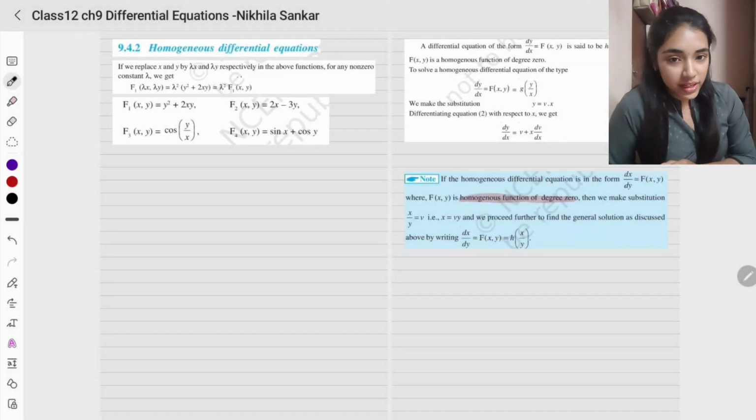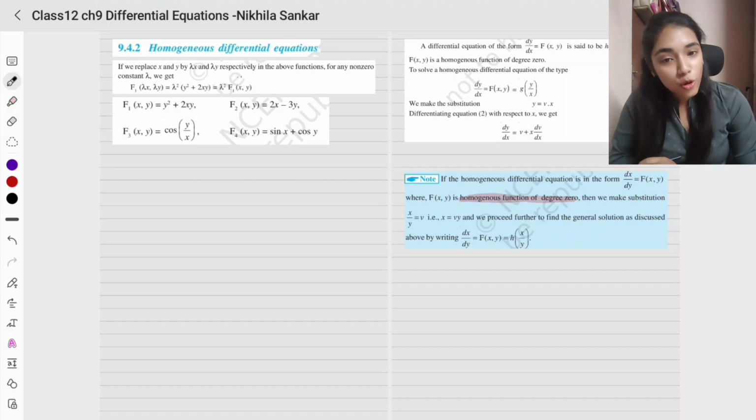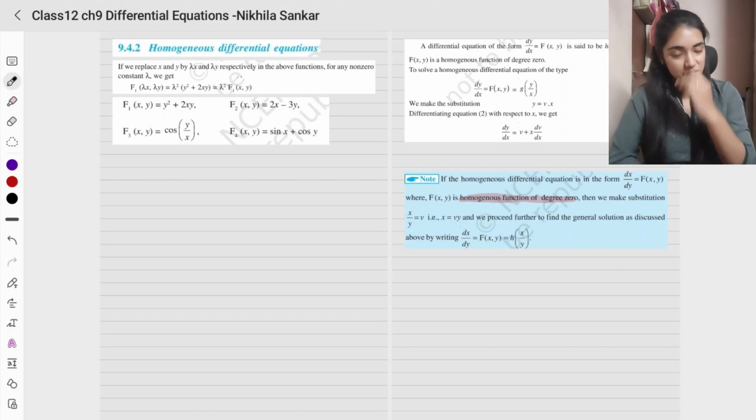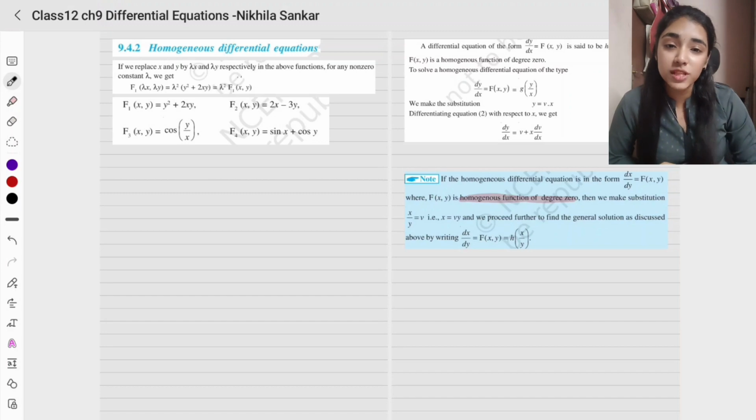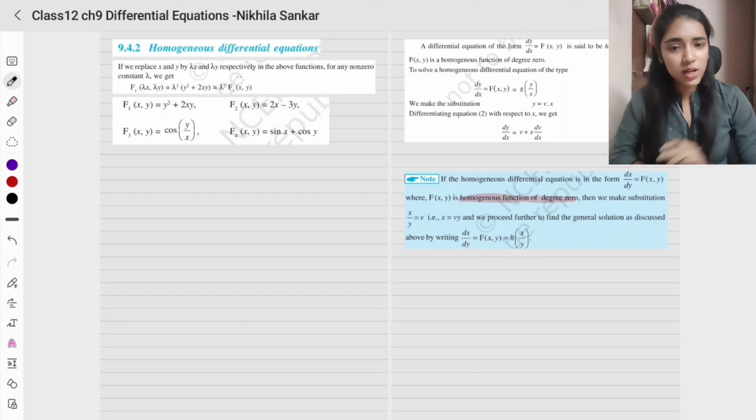So even now we were looking at the variable separable method. Now we are going to see the homogeneous differential equation. In the homogeneous method we are going to use a constant called lambda. Okay, what is a homogeneous solution?